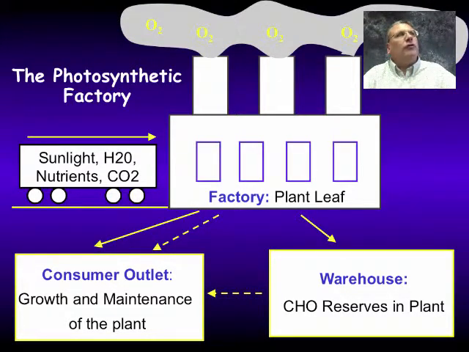Now, once our photosynthetic factory gets big enough and gets enough leaf area on that plant that we're producing more energy than we need for growth and maintenance of the plant, the extra sugars and carbohydrates get shifted into the warehouse, where they're stored up to use at a later date.